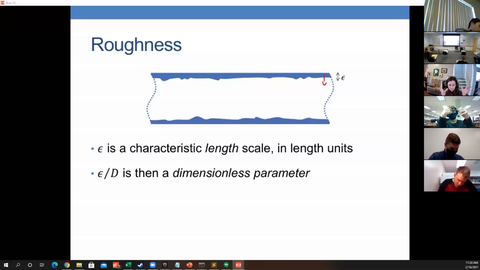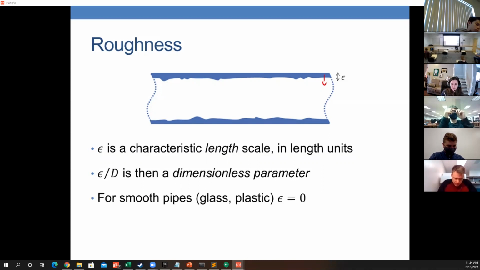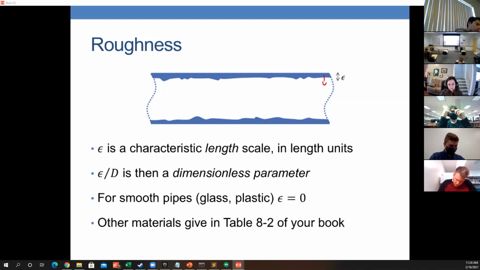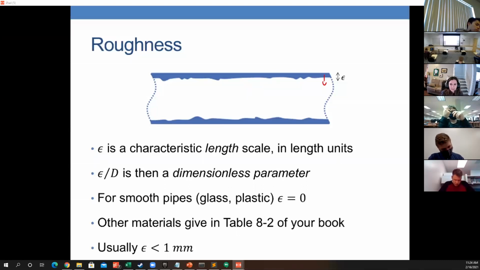So then we take that length scale and we put it over d, the diameter of the pipe, to get us another dimensionless parameter, another dimensionless ratio. For smooth pipes like glass or plastic, we would just say 0. And for other materials, you can look it up. So your book has a table. This friction factor chart has a table, and usually it's less than 1 millimeter. So you will usually see this in lengths of millimeter, and for English units, probably inches is what you would see it in.